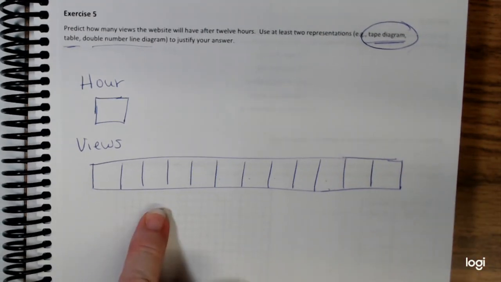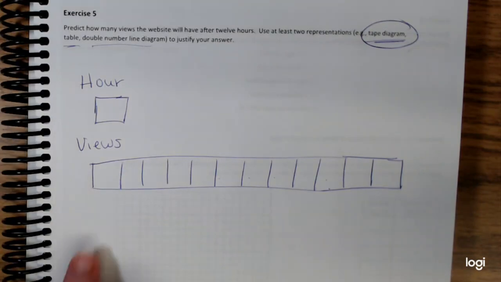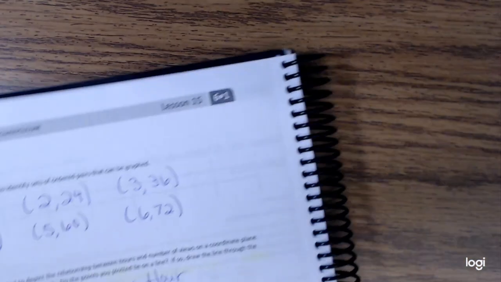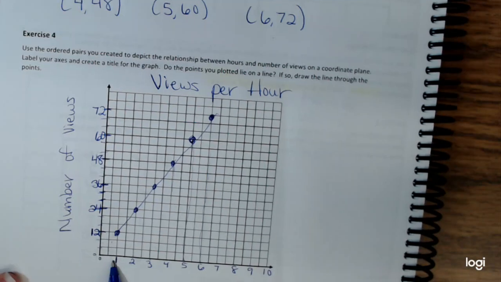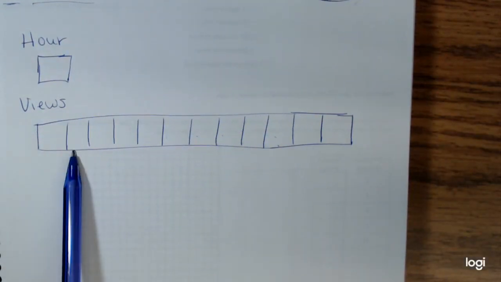Okay, so these would be considered our tapes. In 1 hour, 12 views. Now, where did I get that information from? Right here. In 1 hour, 12 views. We also had it over here. In 1 hour, 12 views. All right. So this would be considered our tape.